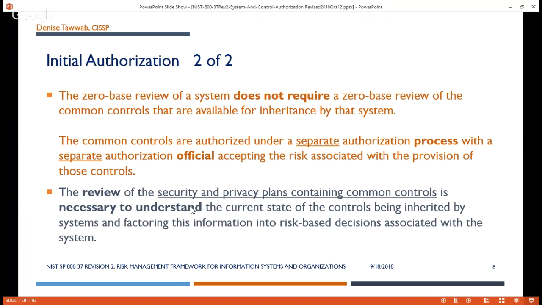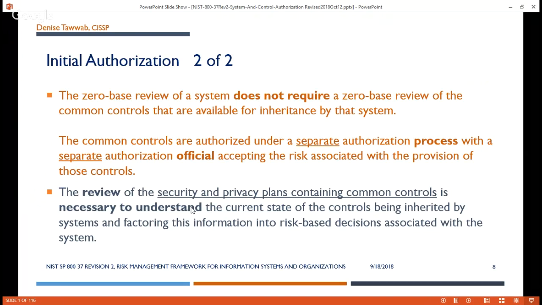Okay, the zero-based review that comes with an initial authorization doesn't require a zero-based review of the common controls that are available for inheritance by the system. Say, for example, you are inheriting personnel security as a set of common controls. Somebody else is in charge of handling all that, but you're inheriting that as part of your system. You don't have to start from scratch evaluating those controls.